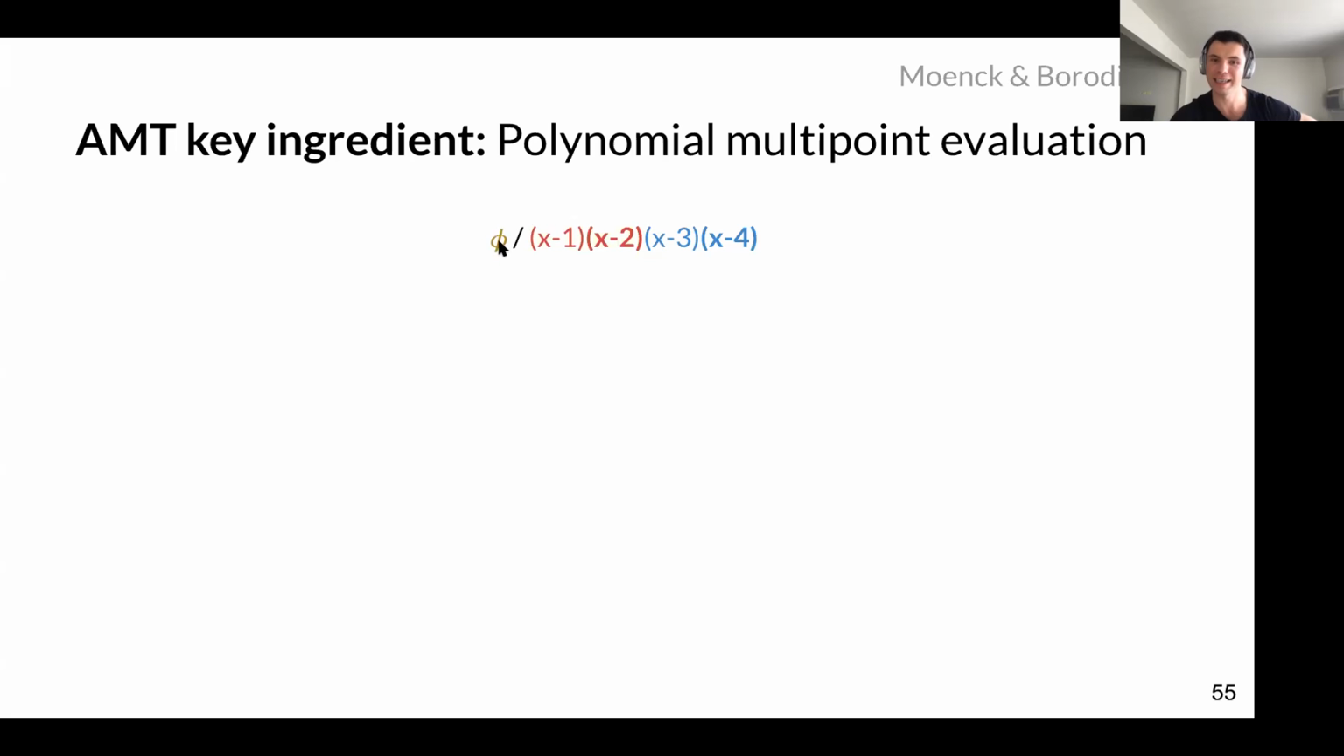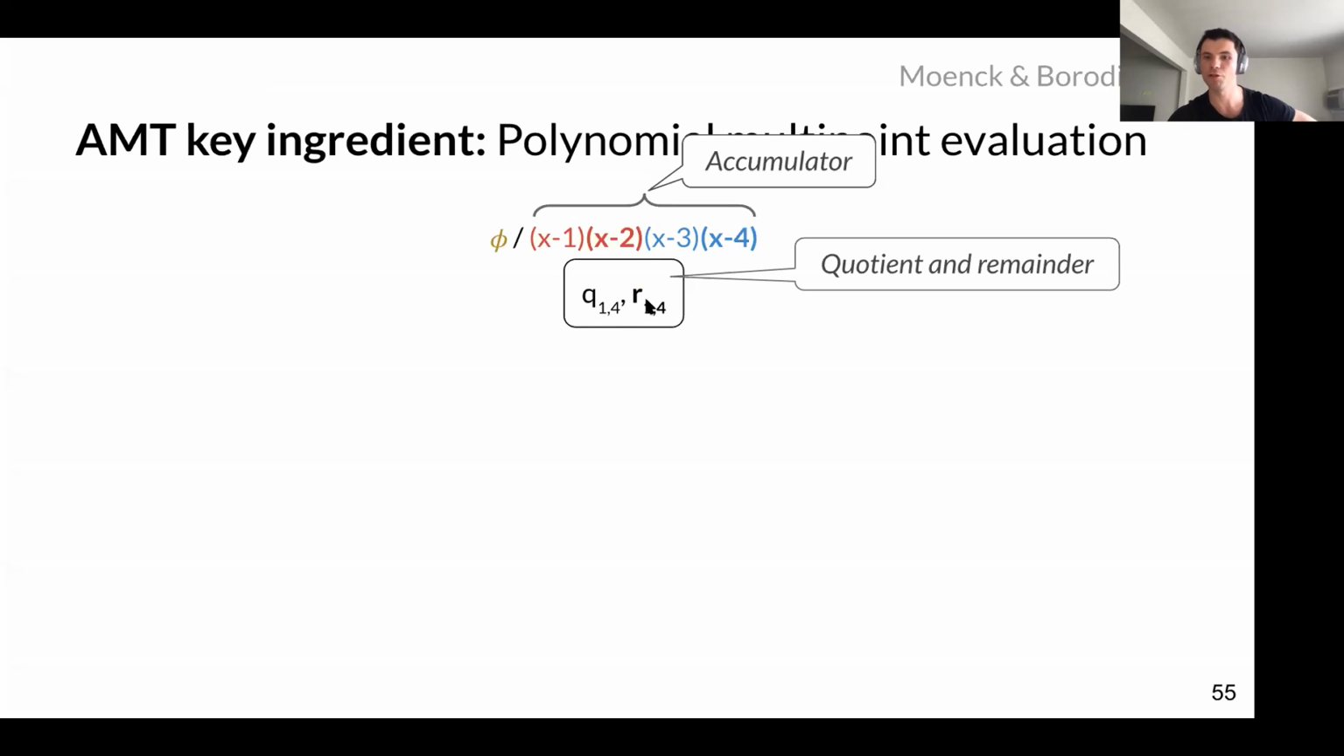So the idea is I take phi and I divide it by this accumulator polynomial over all of the points I'm trying to compute proofs for. And I get a quotient and a remainder, as I always do when I divide two polynomials. And then I repeat recursively.